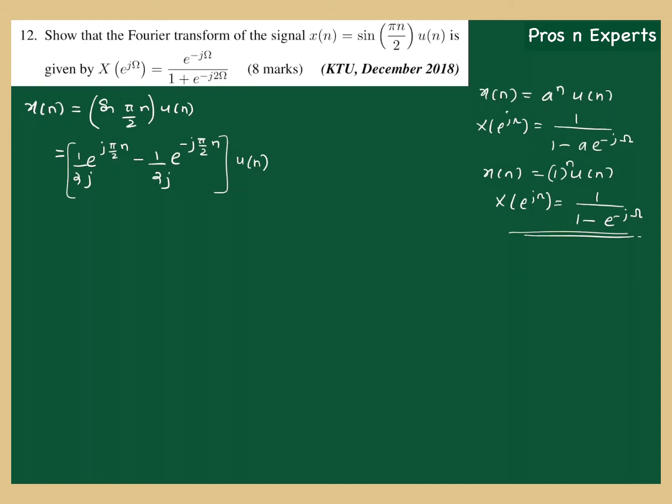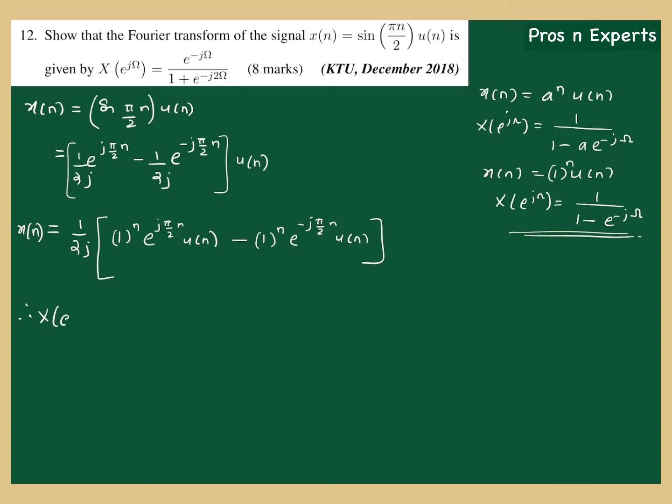So let's continue with this question. This expression is actually 1 by 2j. I can take 1 by 2j outside, into 1 raised to n into e raised to j pi by 2 n u of n, minus again 1 raised to n e raised to minus j pi by 2 n into u of n. I have just elaborated the same equation, so this is my x of n. Now I have to write X of e raised to j omega.